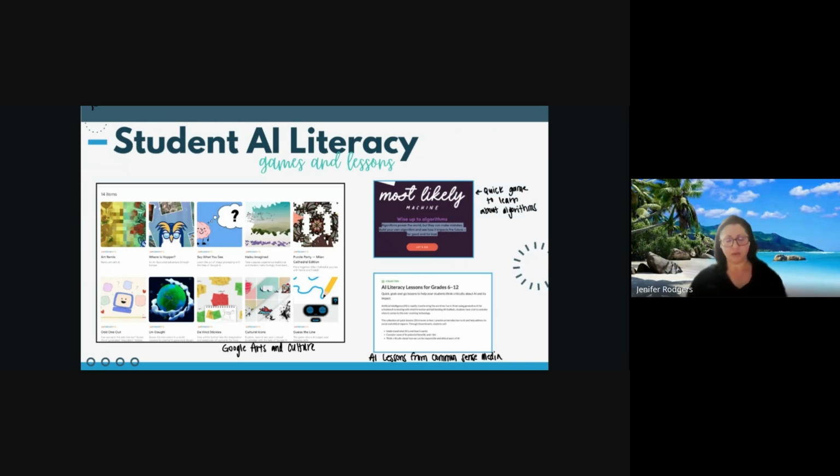So getting the students more literate about AI is going to be exposing them to things that use it, even though we can't ask them to use ChatGPT. We can't say go to ChatGPT and do this. We actually have to tell them not to do that because they're under 18. There are other ways that we can have this conversation.